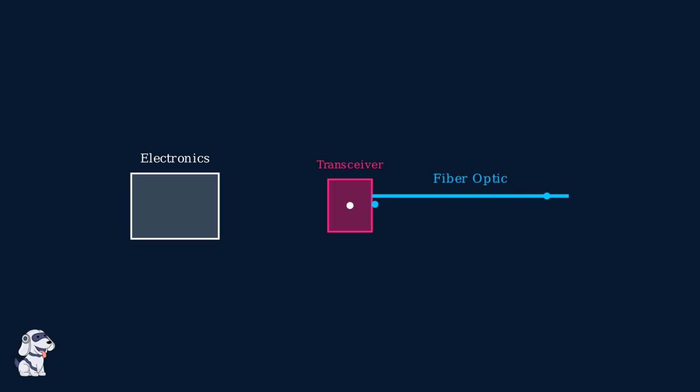When data reaches its destination, another transceiver reverses the process, turning the light back into electrical signals your devices can understand. By bridging the gap between electrons and photons, transceivers make global, high-speed connectivity possible.